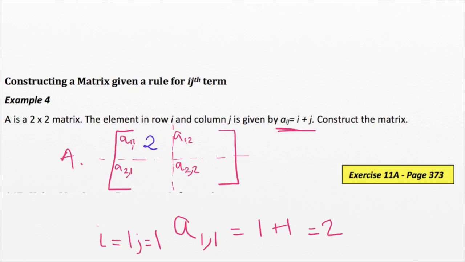Same idea here. So this is going to be I plus J. So 1 plus 2 is 3. I plus J, 2 plus 1 is 3. And I plus J, 2 plus 2 is 4. I hope that makes sense. There's a couple of questions in your exercise that you can practice on this.